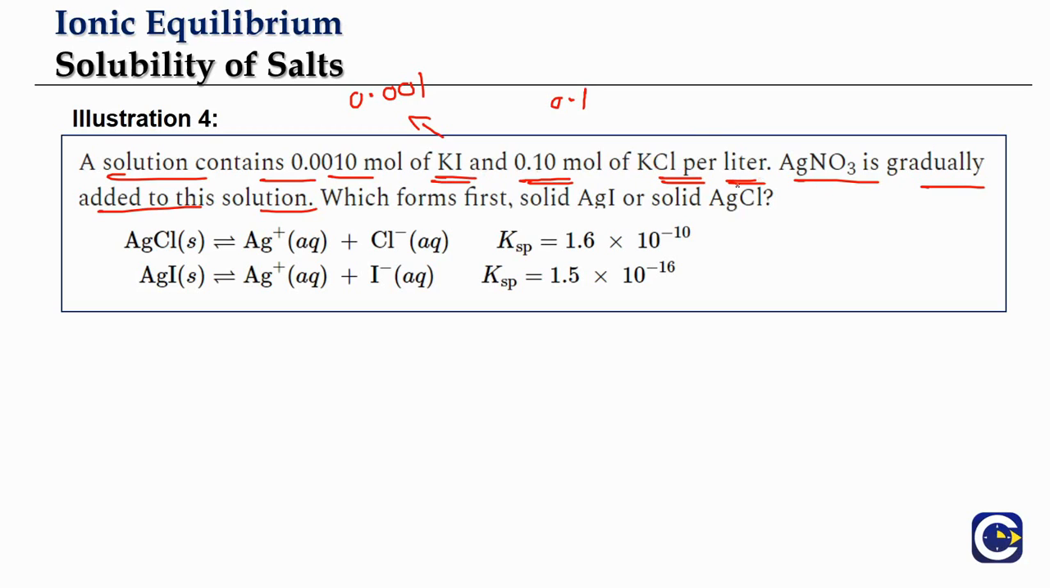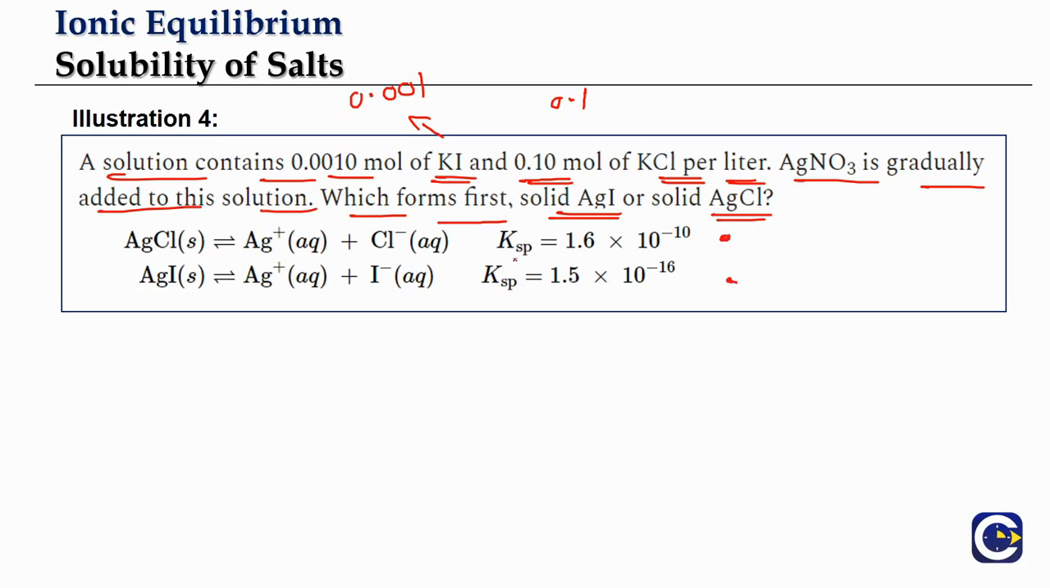Now AgNO3 is gradually added to this. Which forms first, whether it is solid AgI or solid AgCl? So we need to find out which is going to form first. Is AgI going to form first or AgCl going to form first? Now for this, what is the information given to us? The information given to us is the Ksp values of both these substances.